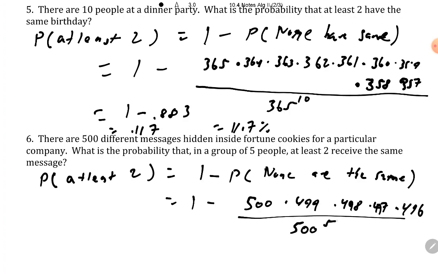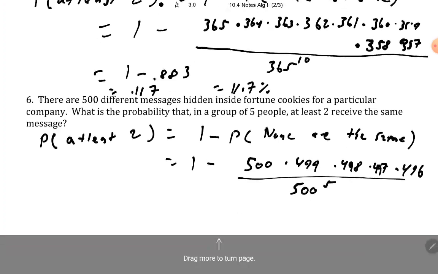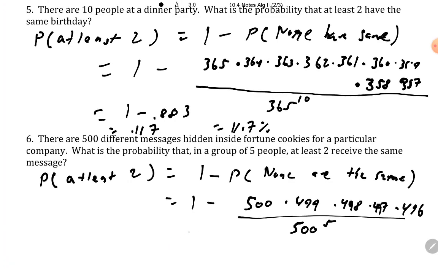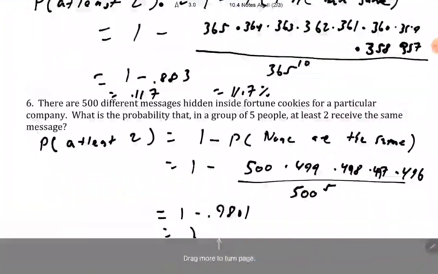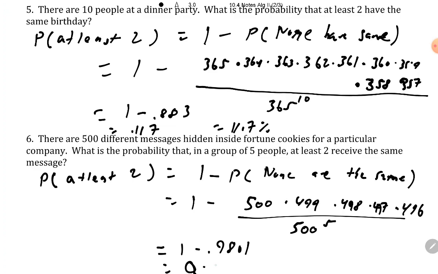And then there's 500 to the 5th choices. Total possibilities is 500 to the 5th. So we have 1 minus 0.9801. So which is 1, or not 1, 0.0199, which is equal to 1.99%. So pretty much almost a 2% chance of at least 2 people receiving the same message in these fortune cookies.